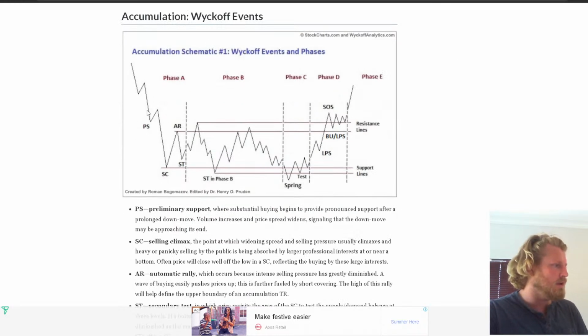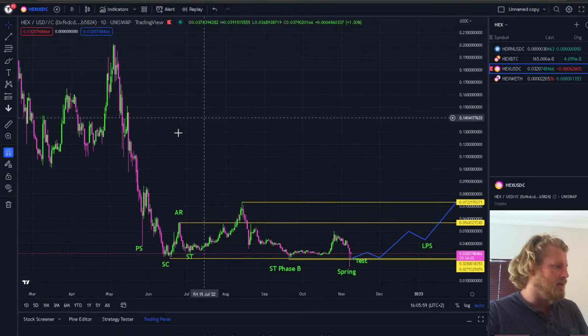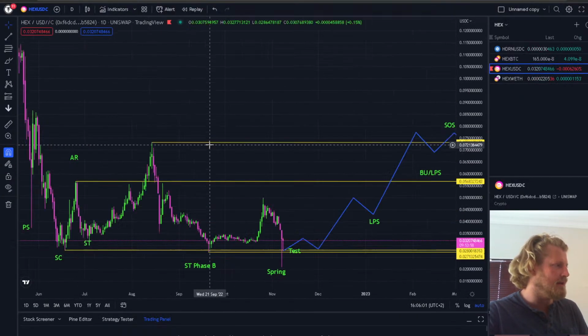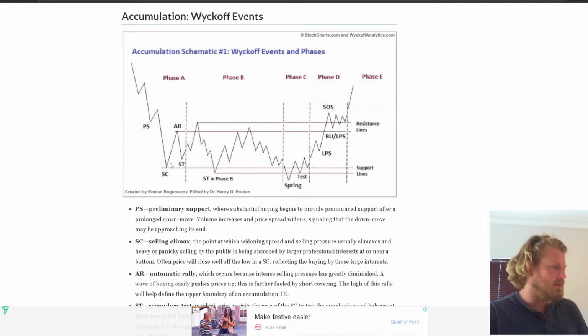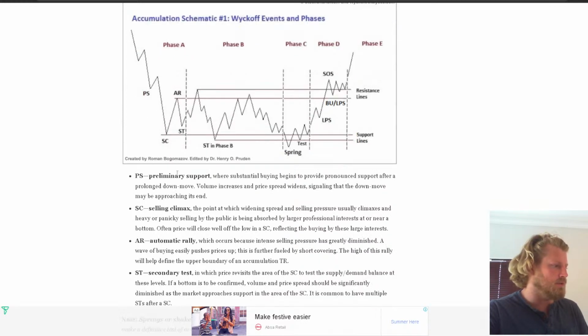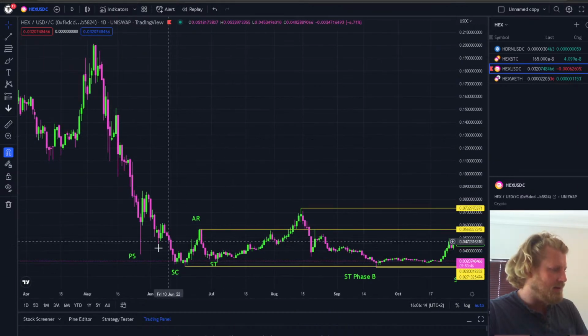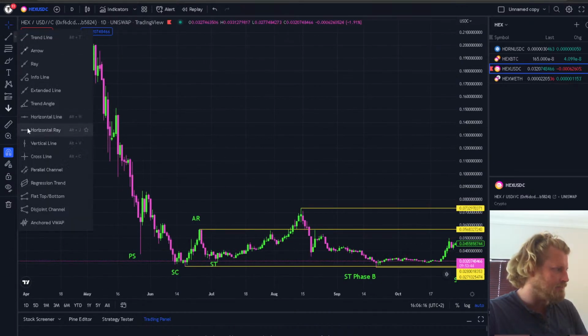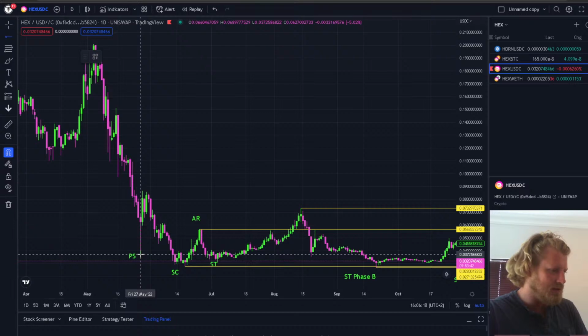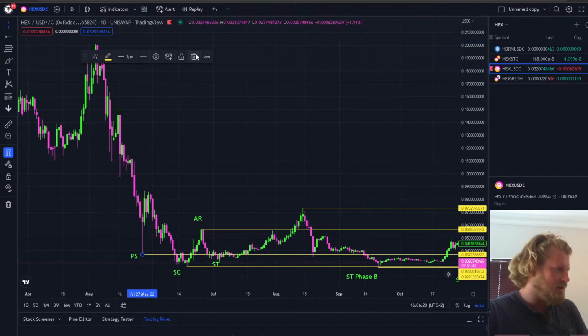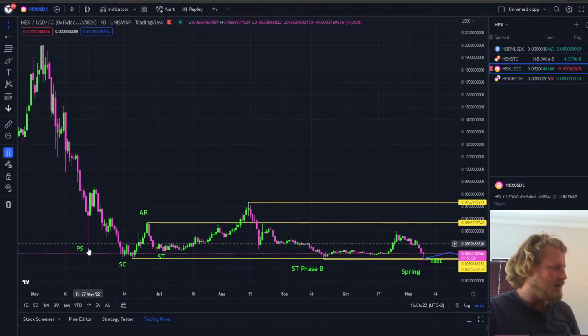So you have the market that comes down, zigzagging down, and then you get this large capitulation or a large sell-off, which is called the preliminary support, right? We have our preliminary support right here. Let's just see what that price range was. 3.7. So that's your preliminary support.